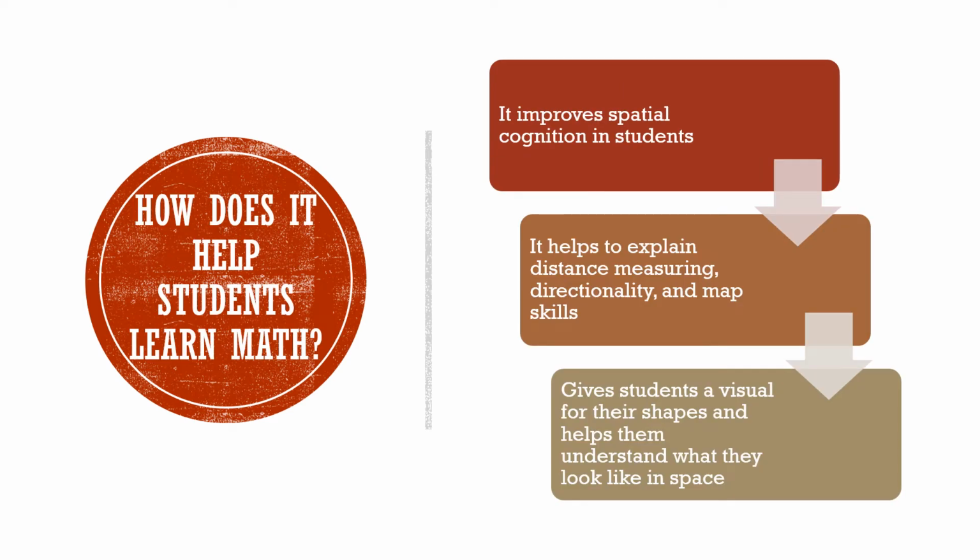So how does it help students learn math? It improves spatial cognition in students, and spatial cognition is how people acquire and use knowledge based on their environment. It helps to explain measuring distance, directionality, and map skills. And it gives students a visual for their shapes and helps them understand what they look like in space.